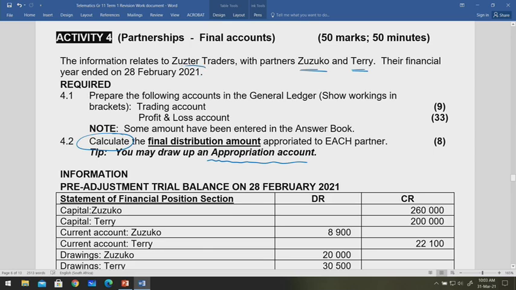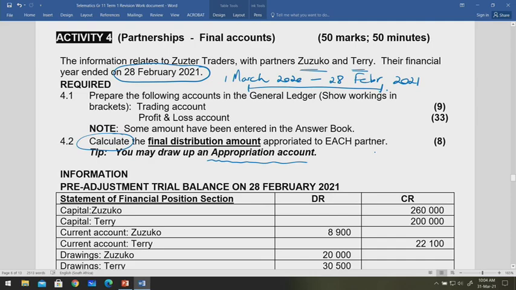We have two partners, Suzuku and Terry. Very important to see when is the end of the financial year. We started on the 1st of March 2020 and it will end on the 28th of February 2021. So whenever they give us a date, you can identify that as at the beginning of the year, end of the year, or somewhere during the year, or the next year, or the previous year. So this is the 12 months that you are working in.